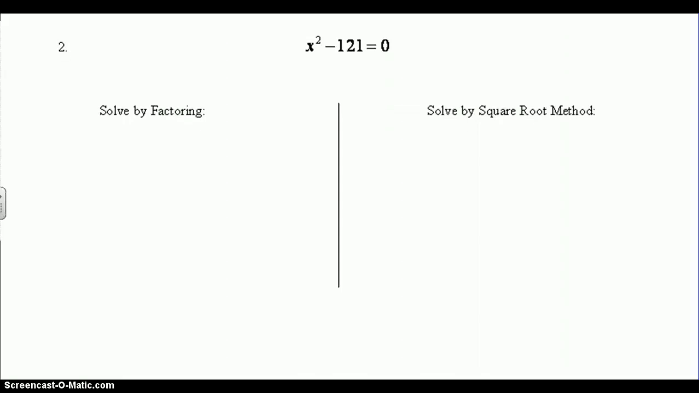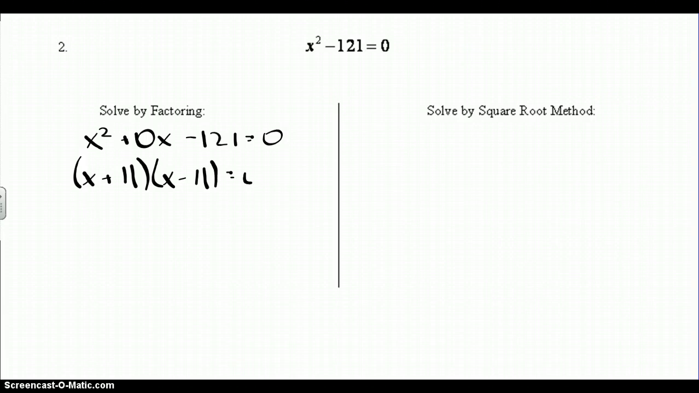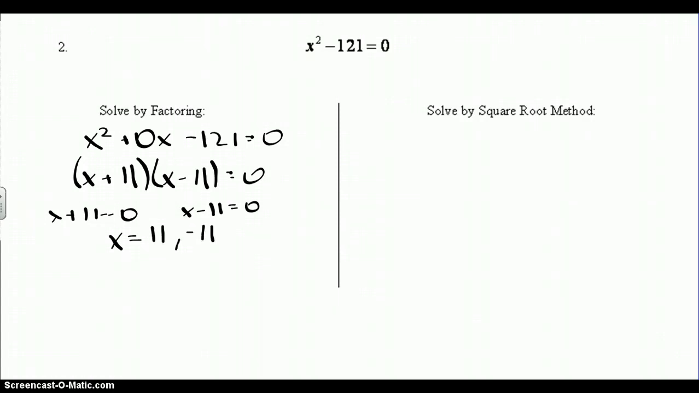Okay, let's look at the bottom one. This one only asks us to do it two different ways: solve by factoring and by square roots. So the way we've got to think about it is it always has a trinomial. So it's missing the x term, so I'm going to put a 0x in there. So now we need two numbers that multiply to negative 121 and add to 0. So it's got to be the same number, a positive and a negative of it. So we have 11 and negative 11. Using our zero product property, set them both equal to 0. You should get the answer as positive 11 and negative 11.